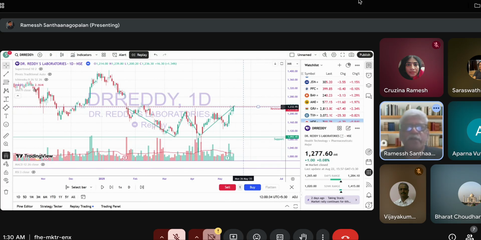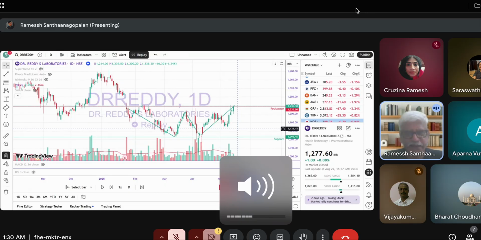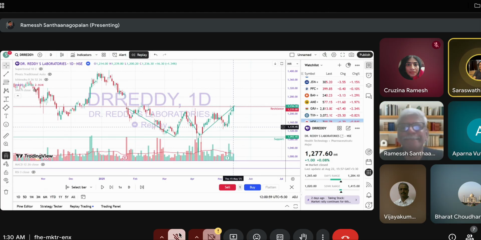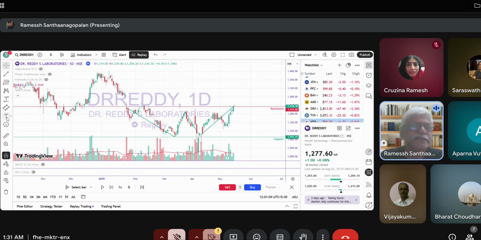Okay. Now, what is the entry point now? Keep the cursor here somewhere. What is this line? What is the amount on this line? What is the price we have taken? 1235. Correct? Can anybody confirm me? What is the level of this resistance? 1236. 1236. Okay.